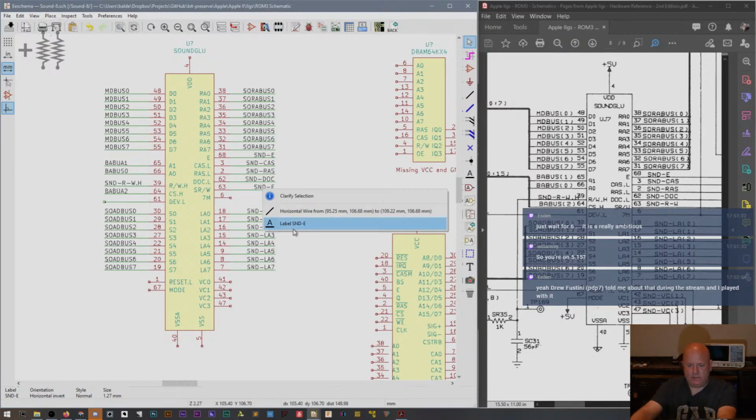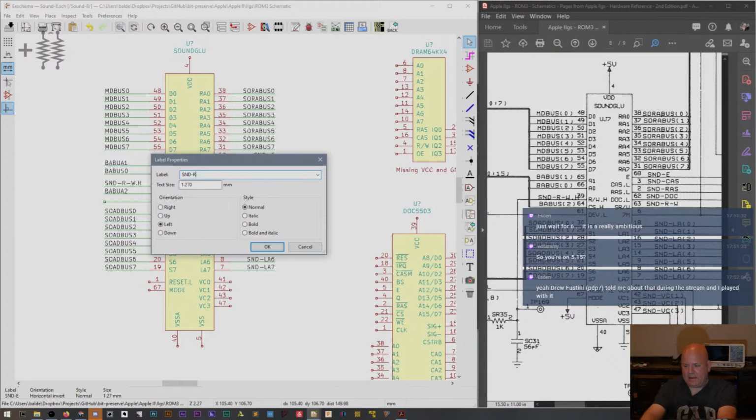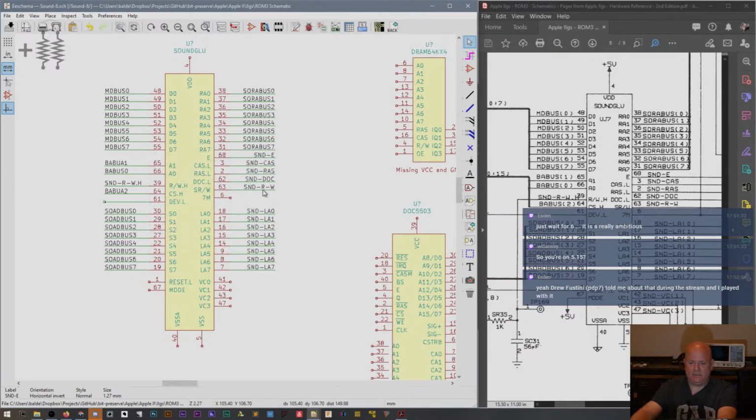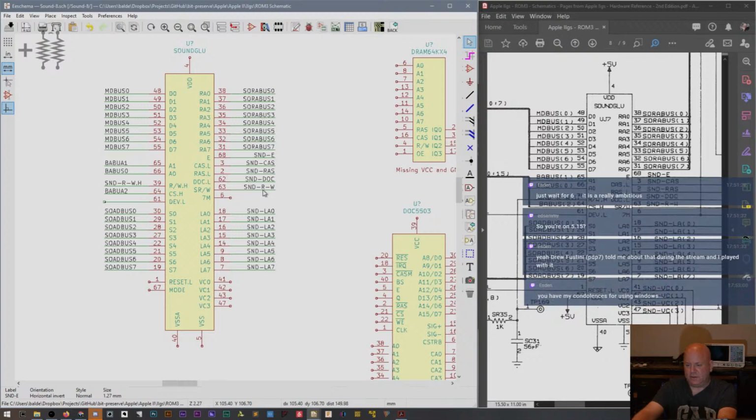All right, so these are pretty easy. This part of the schematic is not too bad. It's the right side of this page. It has a ton of op amps and discrete analog stuff. I'm super not looking forward to that, but we'll get there in a minute.